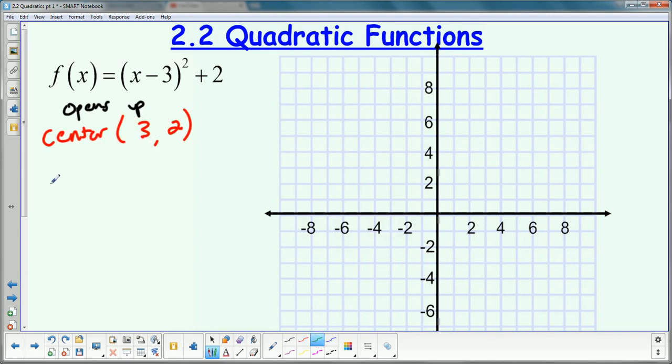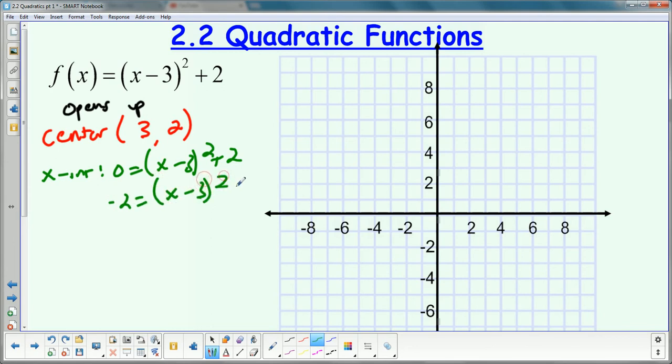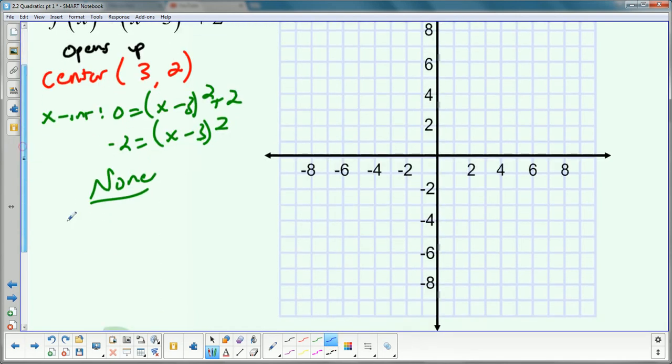Our x-intercepts means that I'm going to say 0 equals x minus 3 squared plus 2, and if I solve that, I subtract 2 from both sides, and here's where this one can get tricky. If we try to square root both sides, we're going to be taking the square root of a negative number. So we can't do that. So there are actually no x-intercepts, meaning the whole graph is going to be above the x-axis. So the last thing we need to do here then is find our y-intercept, which that one should exist.